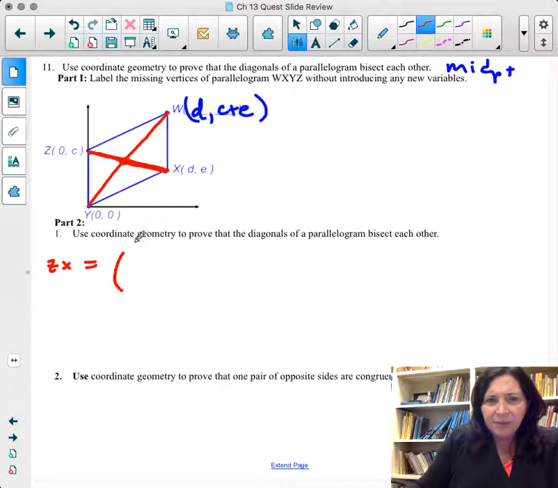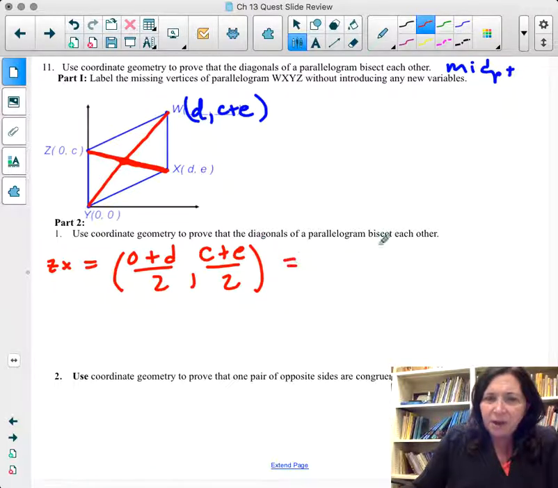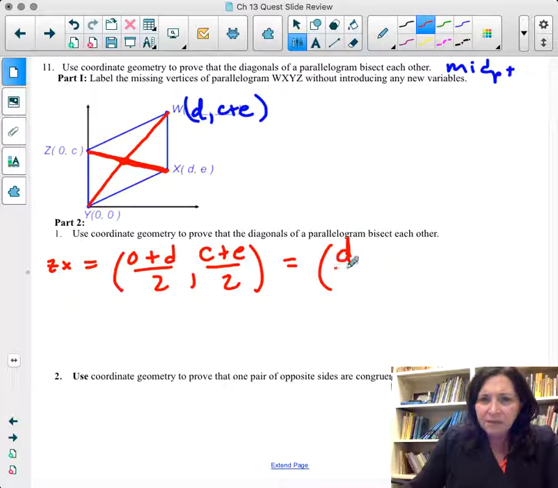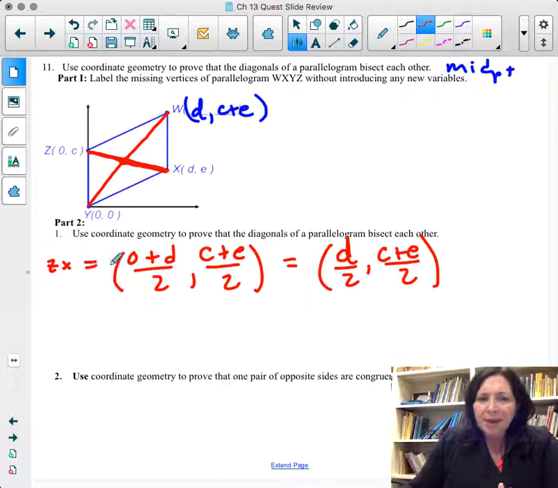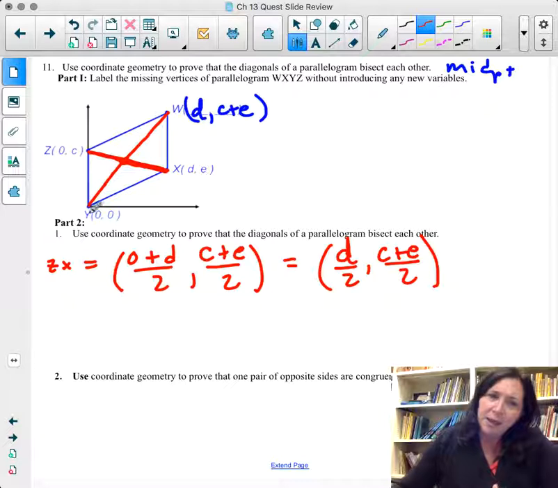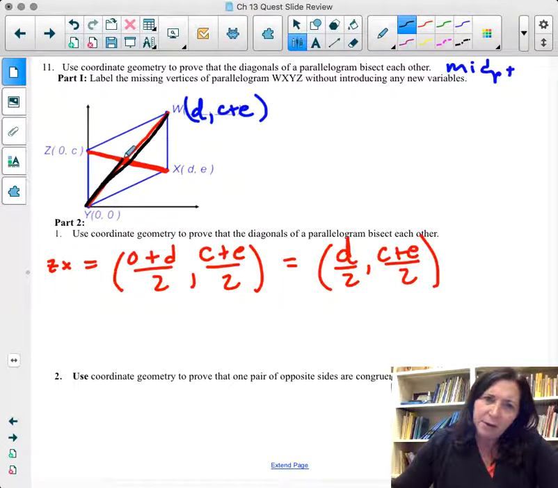So we're going to add the X's up. So we're going to go 0 plus D divided by 2. Now we're going to add the Y's up. So we're going to go C plus E divided by 2. And if I can simplify that at all, I'm going to, meaning 0 plus D is just D divided by 2, comma, C plus E divided by 2. Now remember, we're trying to get the same midpoint. So we're going to, again, find the midpoint now of these two sides right here.